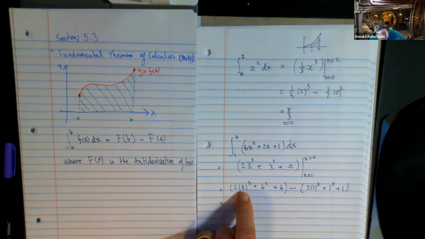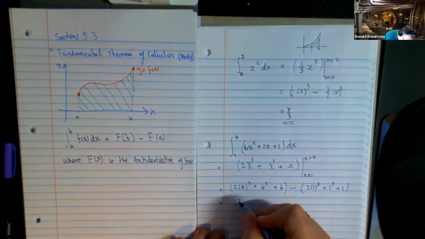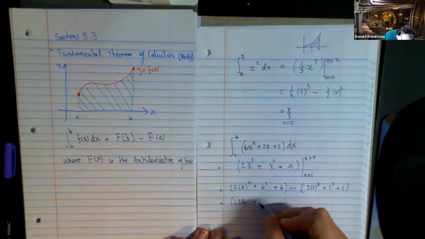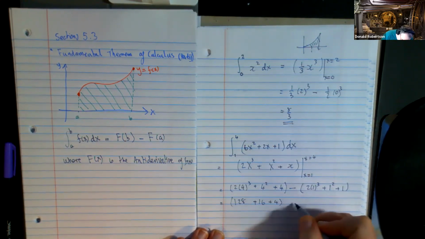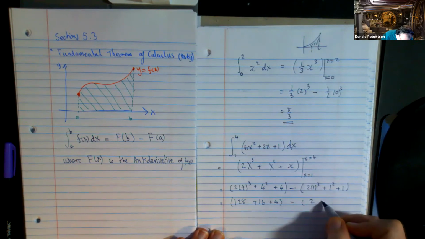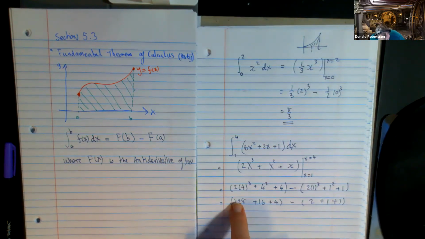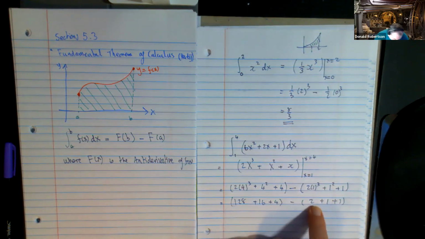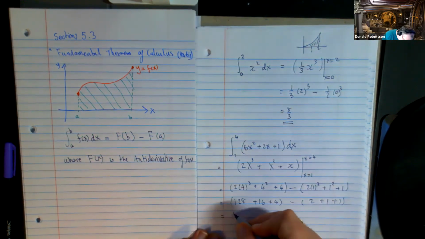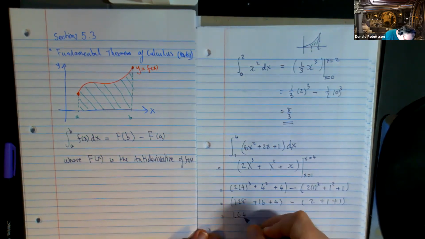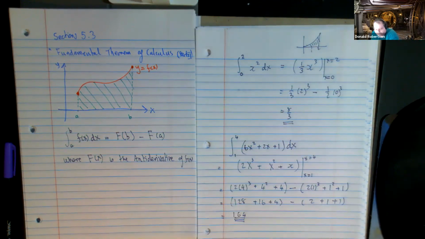4 cubed is 64, double 64, 128. Add 16, add 4. This is a bit easier to do. 2 add 1, add 1. 20, 168, take away 4. I get the answer 164.